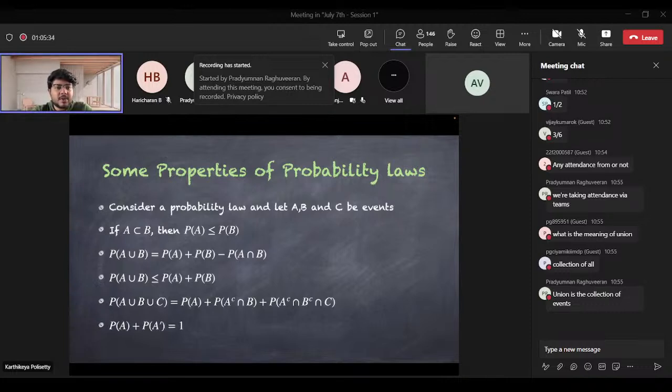And P of A plus P of A complement is equal to 1. So the probability of any event occurring plus the probability of that event not occurring is equal to 1, which is nothing but the entire sample space.